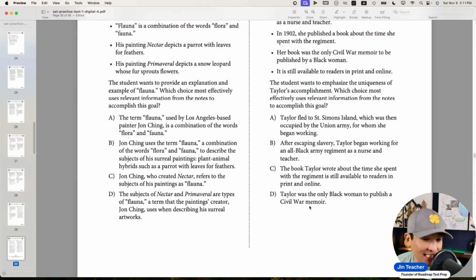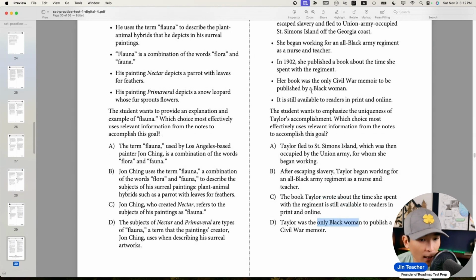Now look at how D says: Taylor was the only Black woman to publish a Civil War memoir, right? And that's just a paraphrase of what this note says. The answers will just paraphrase what the notes say. They'll never give you inaccurate notes, at least none that I've seen so far. It doesn't mean the SAT can't do this.